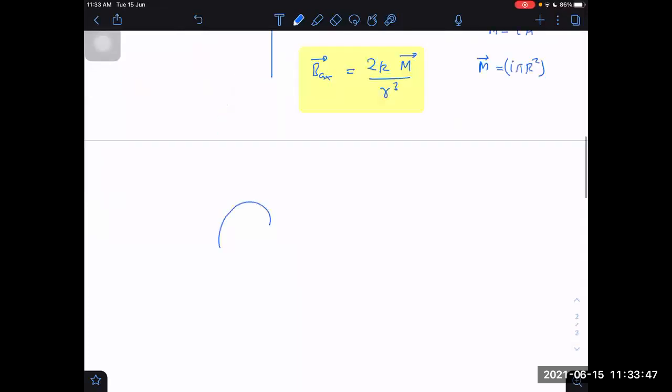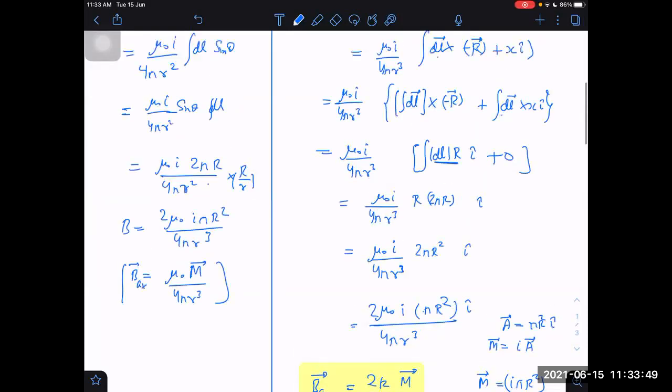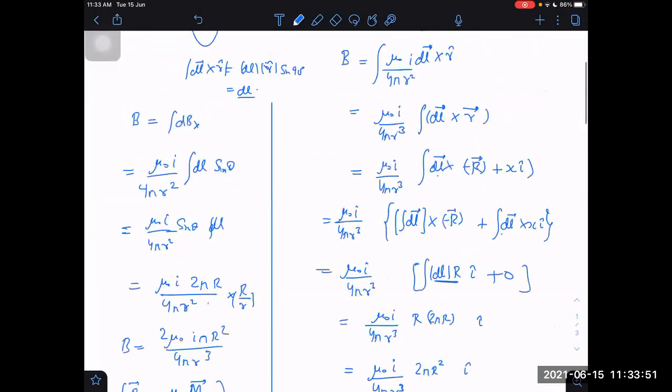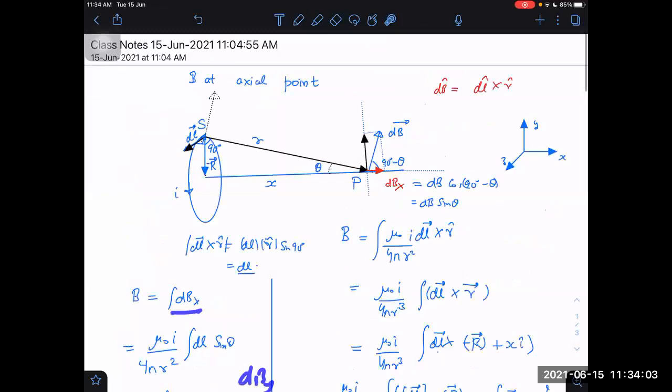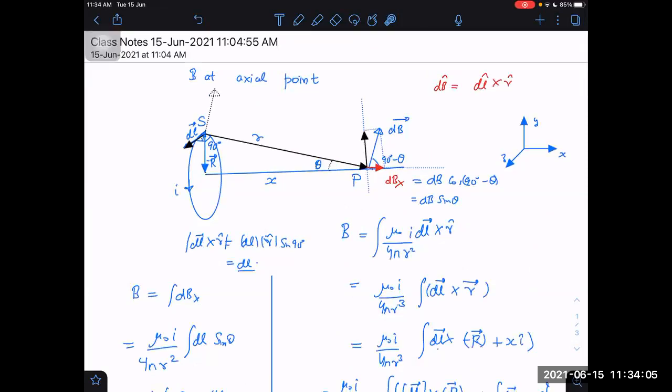Can we do it for the half case? If a half ring, a semicircular ring, is given, can we still do it? Yes, sir. For a semicircular ring, we can still do it by one way, but the other will be tough. In the semicircle case, I have to take dl sine theta. Here I have taken only dBx. There I have to take dBy also, because the y components will not get cancelled. That will also remain.